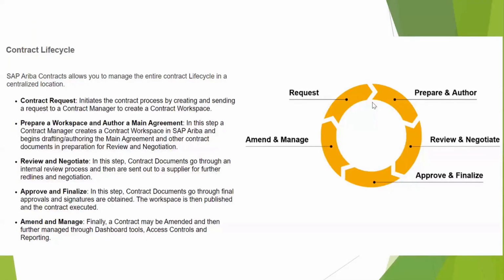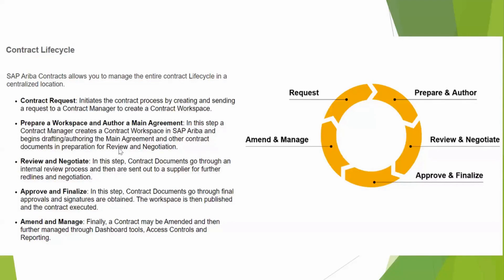And second, prepare and author. So based on the request or independent of this, in this step, a contract manager creates a contract workspace in SAP Ariba and begins drafting or authoring the main agreement and other contract documents in preparation for review and negotiation. During this phase, you are going to prepare a document which has the terms and conditions or whatever they agreed between the buyer and the seller, and it can also include the line item details that will be sent for review. So why do we do the review?